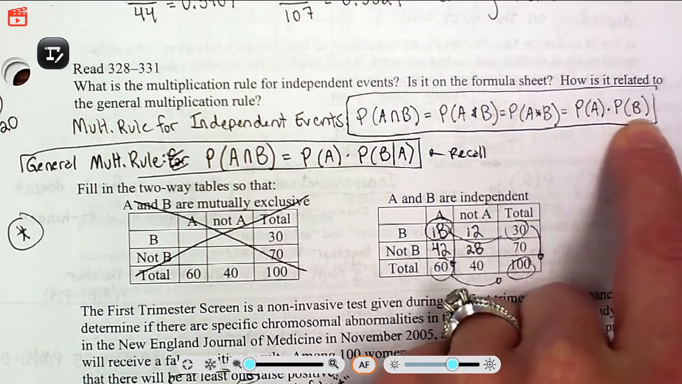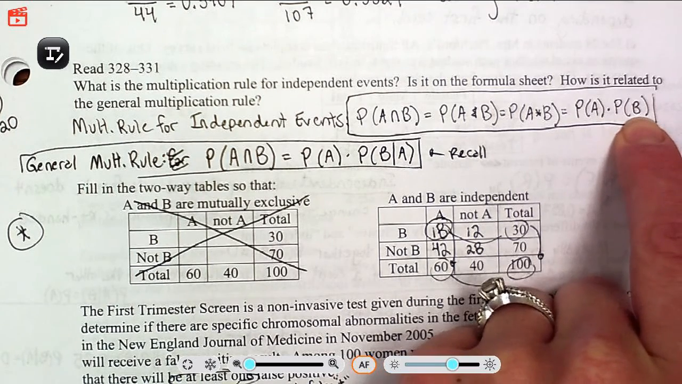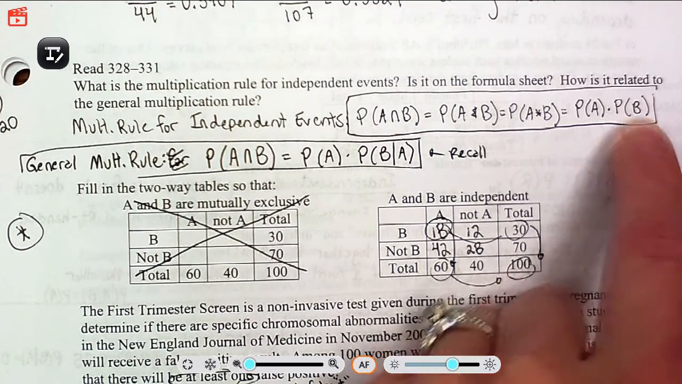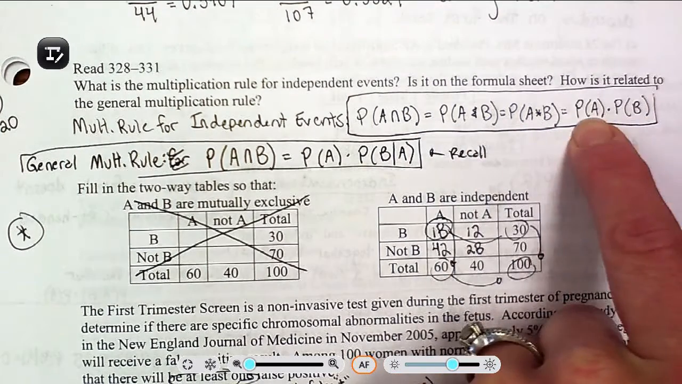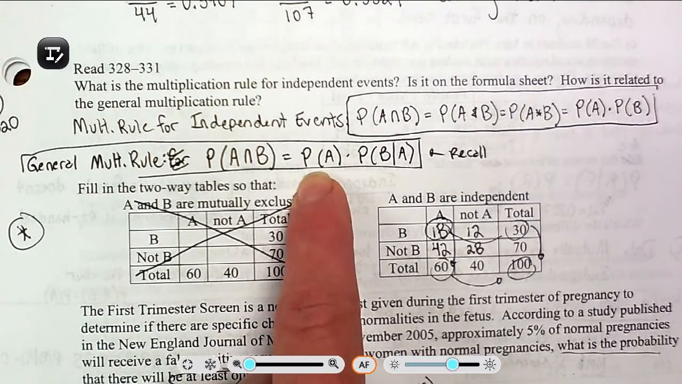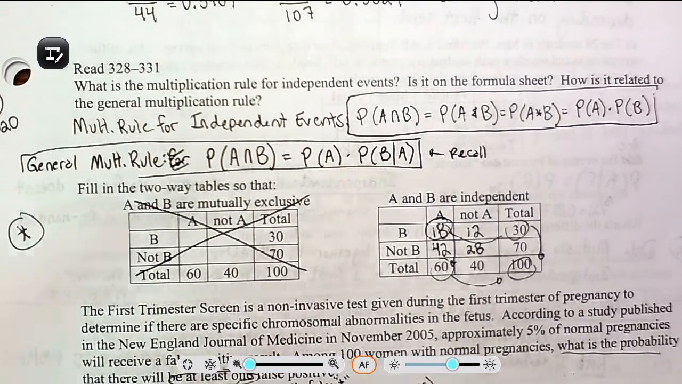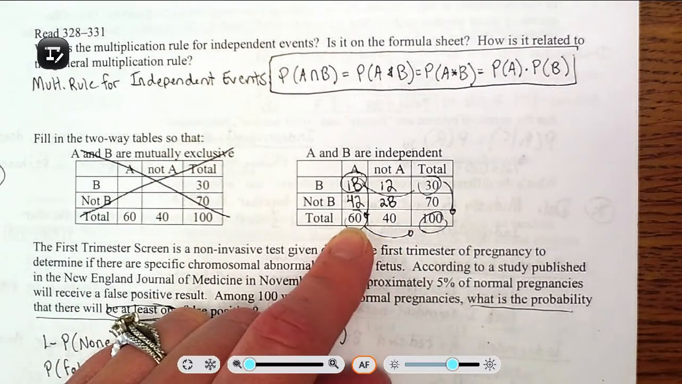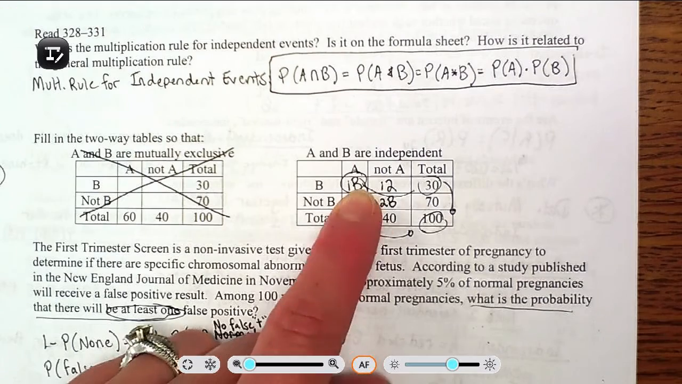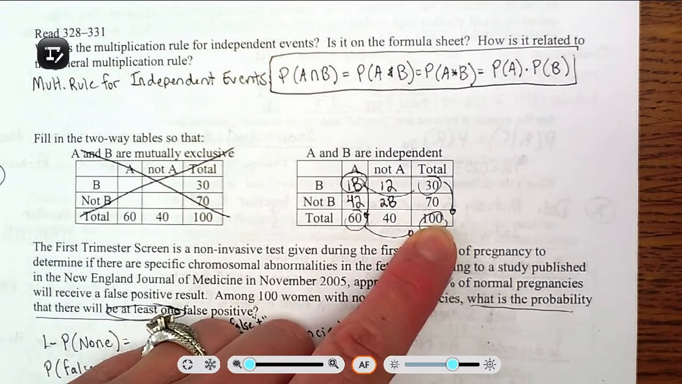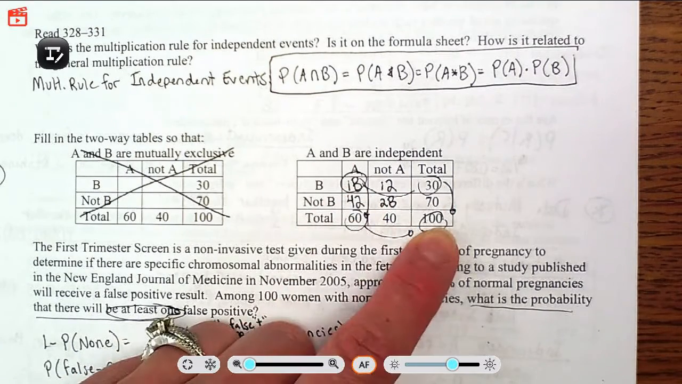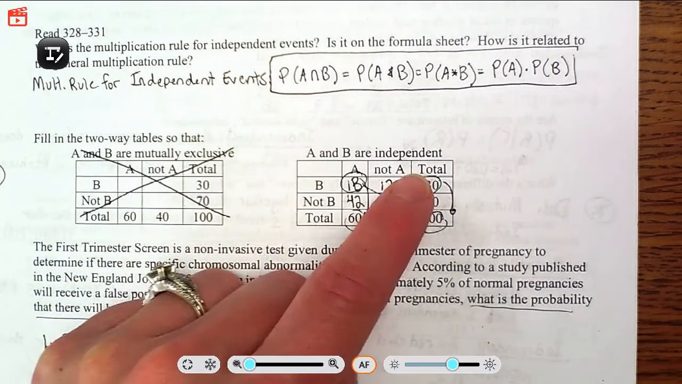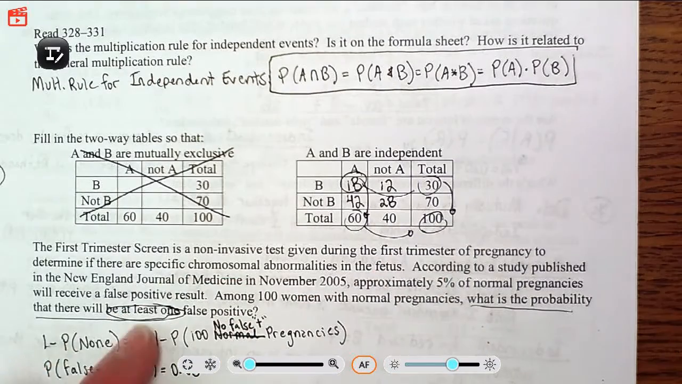But when they are independent events, the probability of B given A is the same as just the probability of B, so we don't need to consider that whole given A part. So the probability is just the probability of A times the probability of B, where the general multiplication rule is the probability of A times the probability of B given A. So we're just going to fill in a table so that A and B are independent. That means we want 18 out of 30 and 60 out of 100 to be equal. So 60 out of 100 is equal to 18 out of 30, or 18 out of 60 is equal to 30 out of 100.